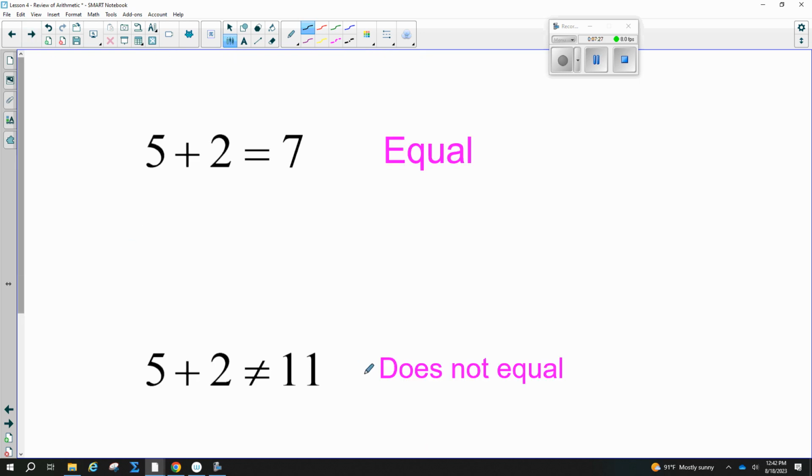All right, I don't think you have to write this down. I feel like you probably know, but literally, this just means equal, and this means does not equal, because 7 does not equal 11. All right, that's it, because that's 7. So, yeah, it does not equal.